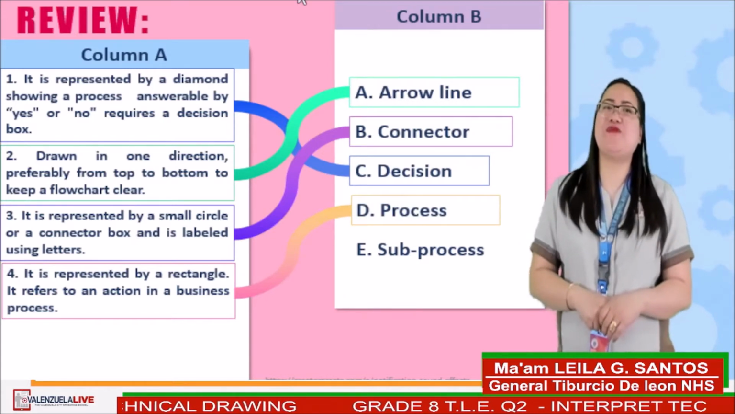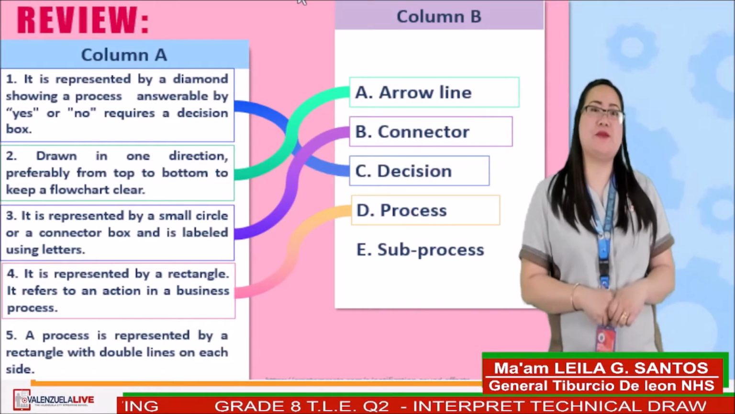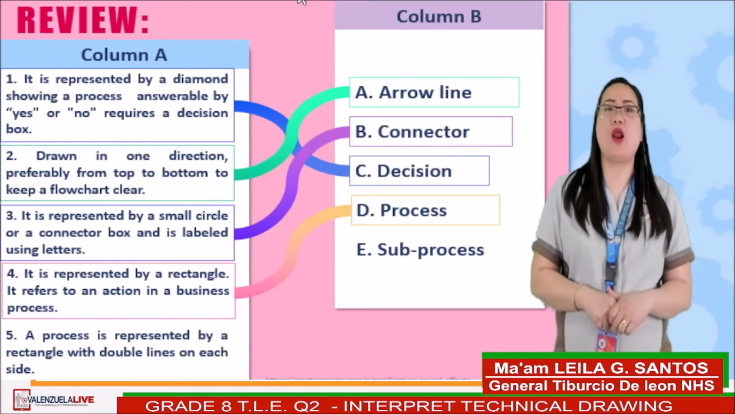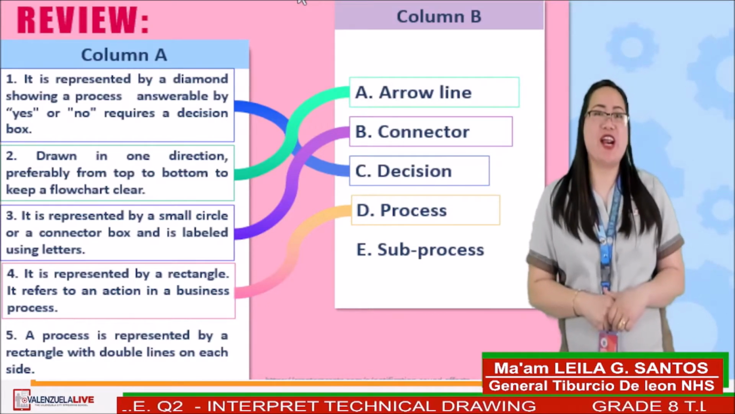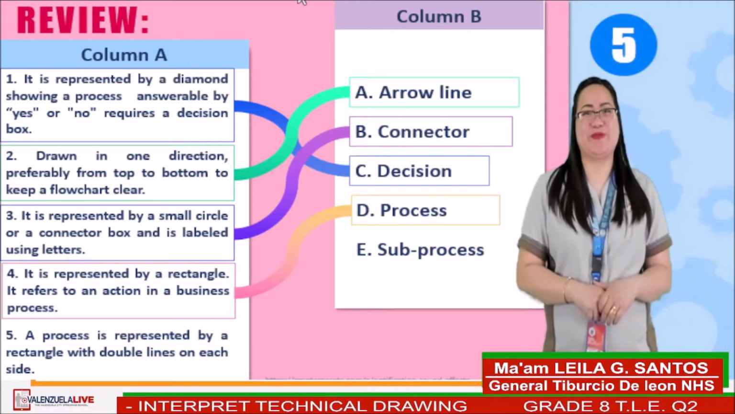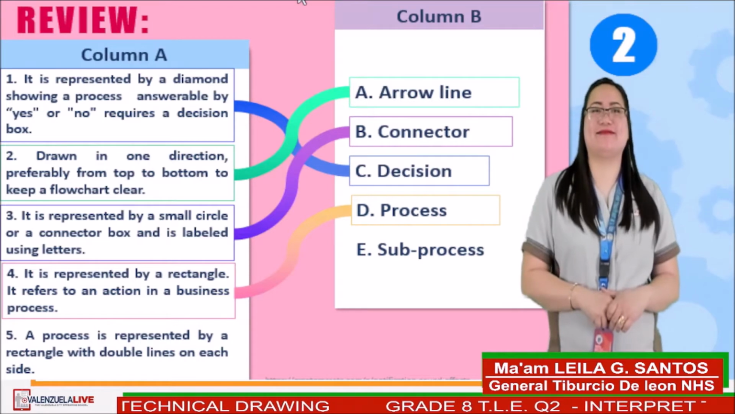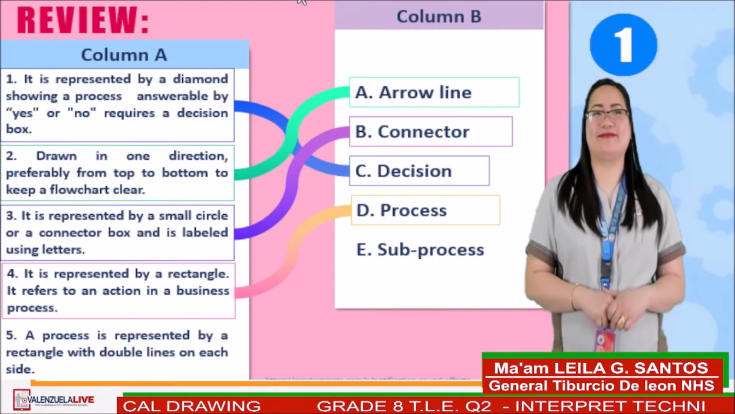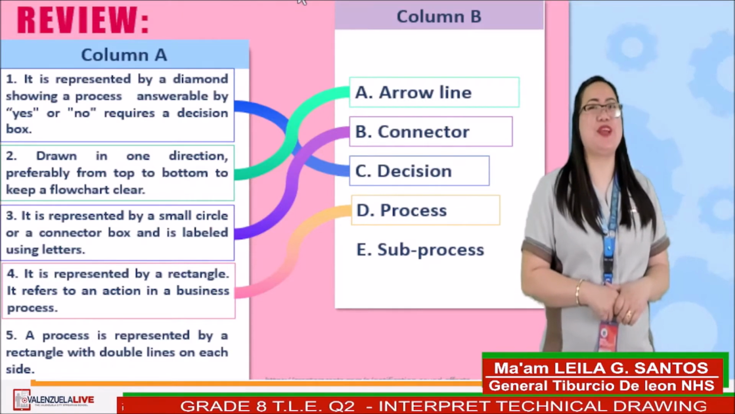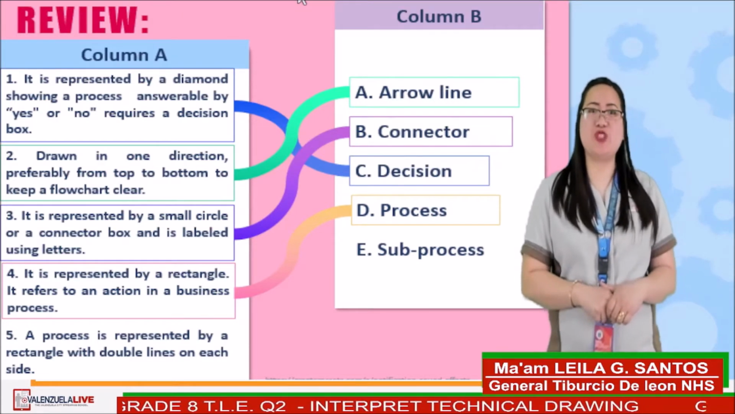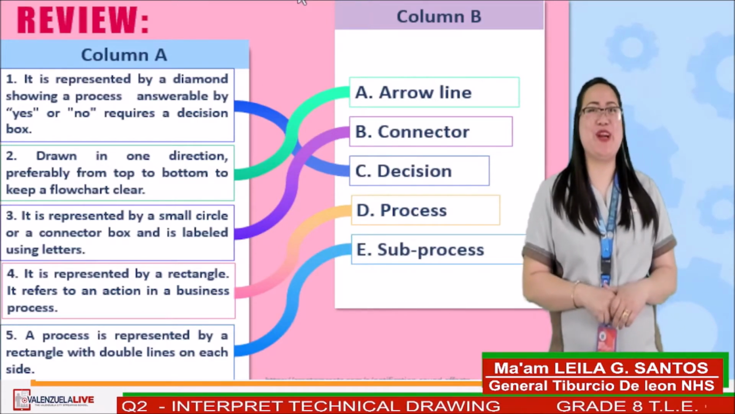How about the answer for number 5? This is a process represented by a rectangle with double lines on each side. Your timer starts now. Time's up! If your answer is letter E, terrific! Your answer is correct. Great job, my dear learners!